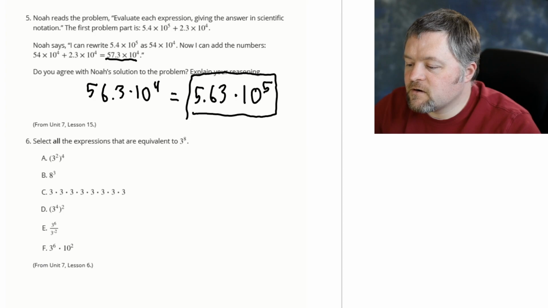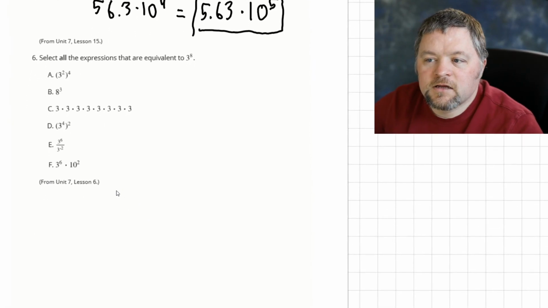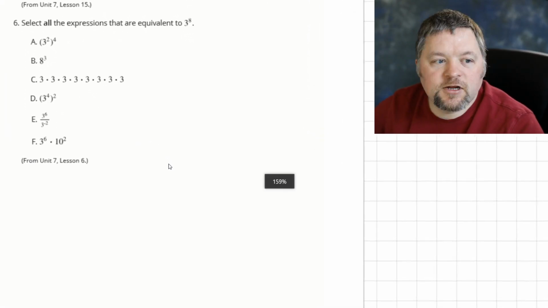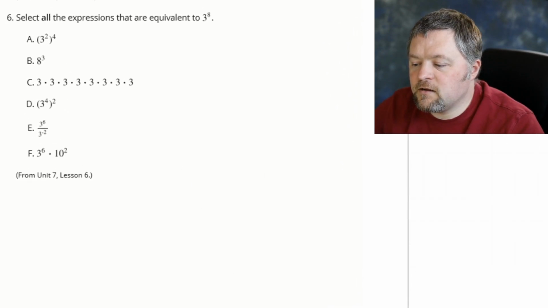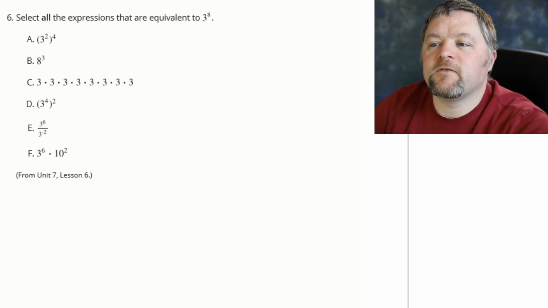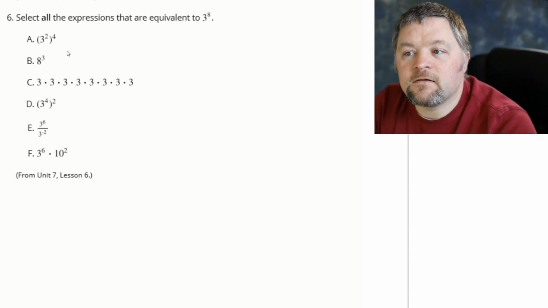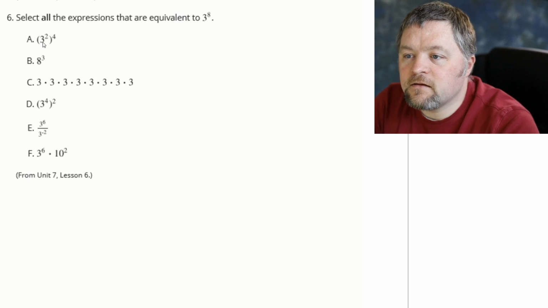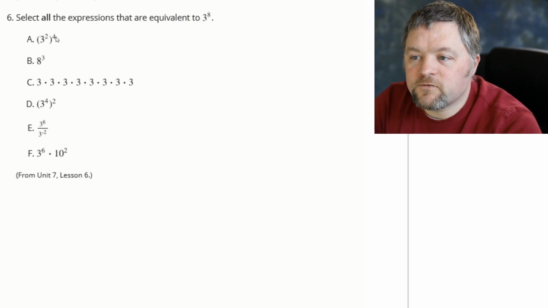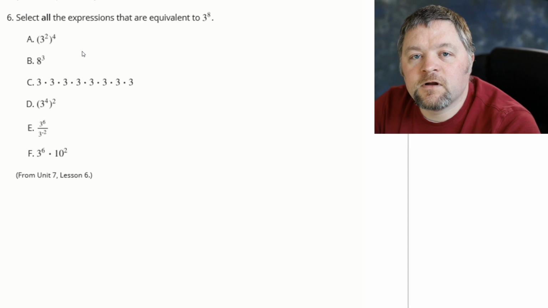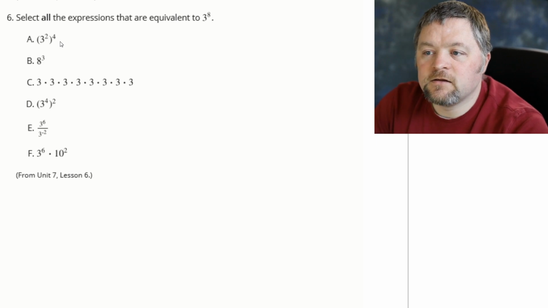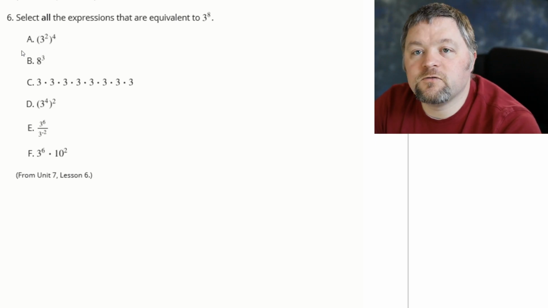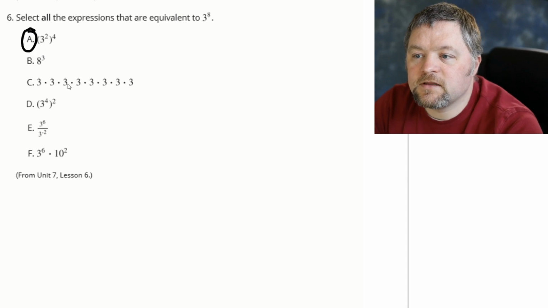Okay, our next problem here. Select all the expressions that are equivalent to 3 to the power of 8. Well, A, 3 to the power of 2, all raised to the power of 4. If we are raising to a power, we multiply the exponents. 2 times 4 is 8. This is equivalent to 3 to the power of 8. Yes.